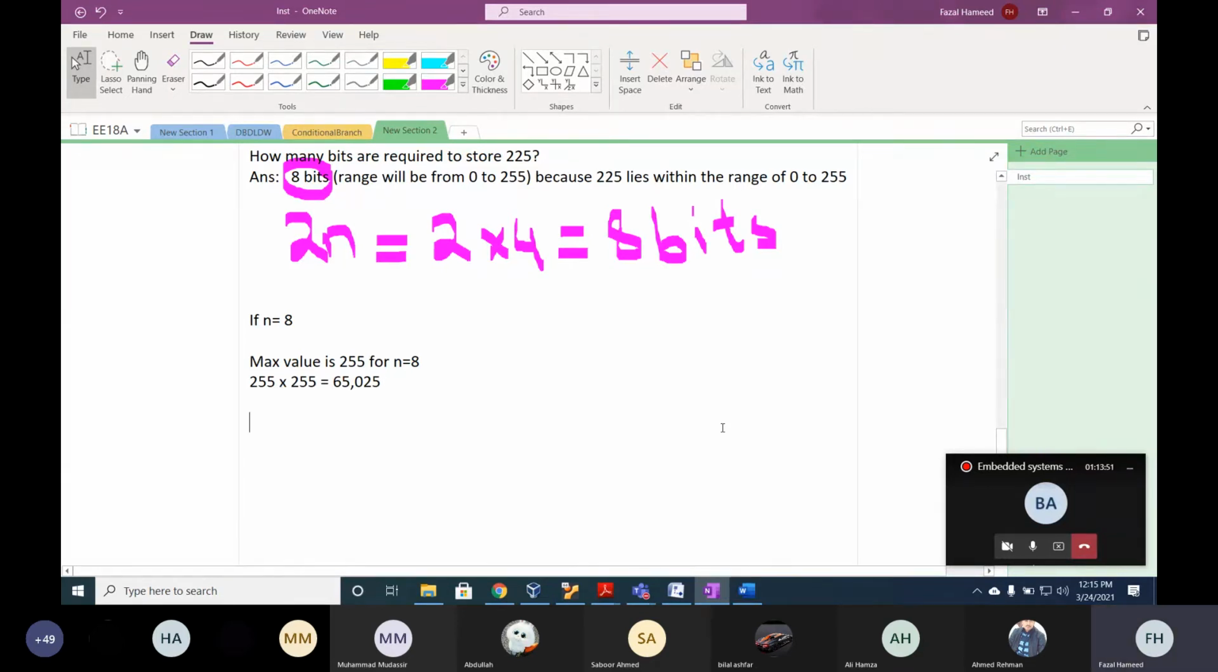And actually 65,025 can be represented with a 16-bit number. Am I right or not? For a 16-bit number, the range is from 0 to 65,535. Am I right or not? Am I right? Right sir. Okay, so now coming to the actual question.